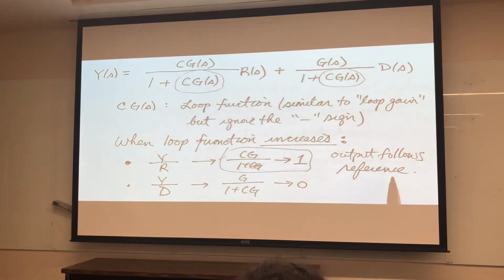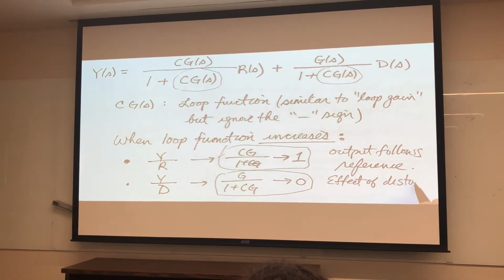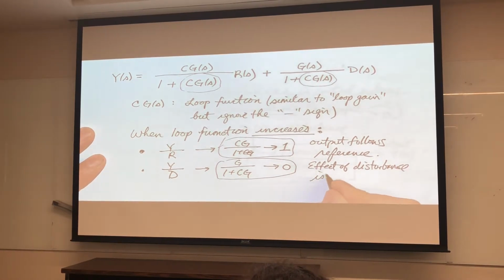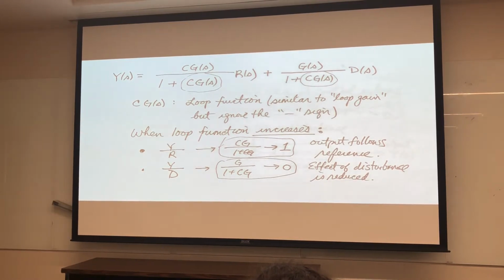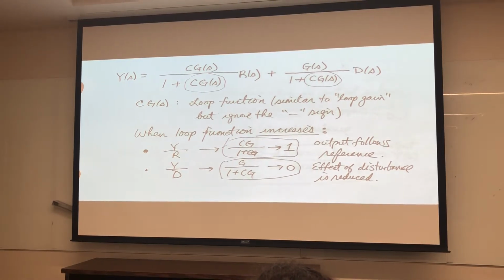We see that the output tends to follow the reference, but with the other function, what we notice is that the effect of disturbance is reduced. So this is one of the principles of feedback. Okay, this is one of the conclusions that we can make about feedback systems.